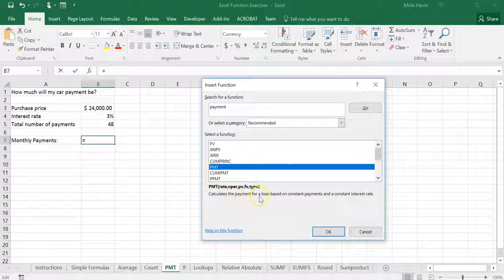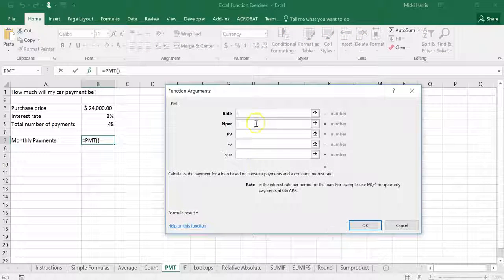Payment calculates the payment for a loan based on constant payments and a constant interest rate. Yep, that's what I want. So I click OK. Now anything that's in bold are required arguments for this formula. Anything that's not in bold, they're not absolutely necessary. So I'm going to click on rate, and it tells me it is the interest rate per period for the loan. So this is why I encourage the dialog box, because it tells you exactly what you're doing.